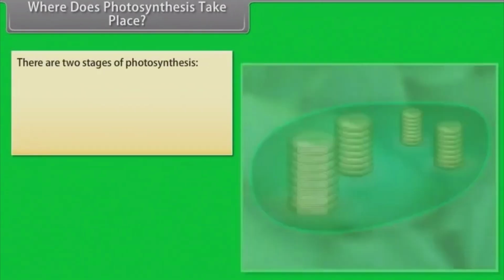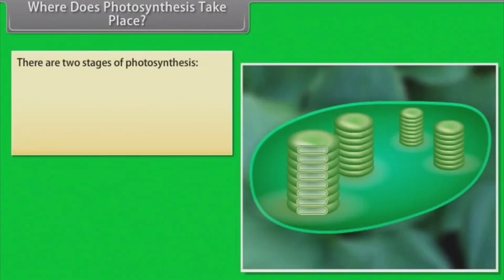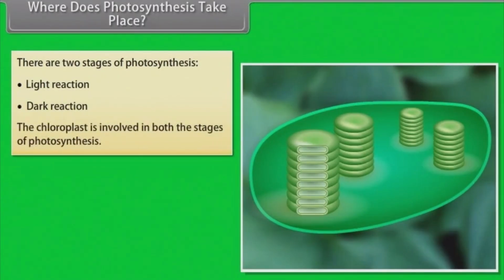There are 2 stages of photosynthesis. The first stage is light reaction and the second stage is dark reaction. The chloroplast is involved in both the stages of photosynthesis.